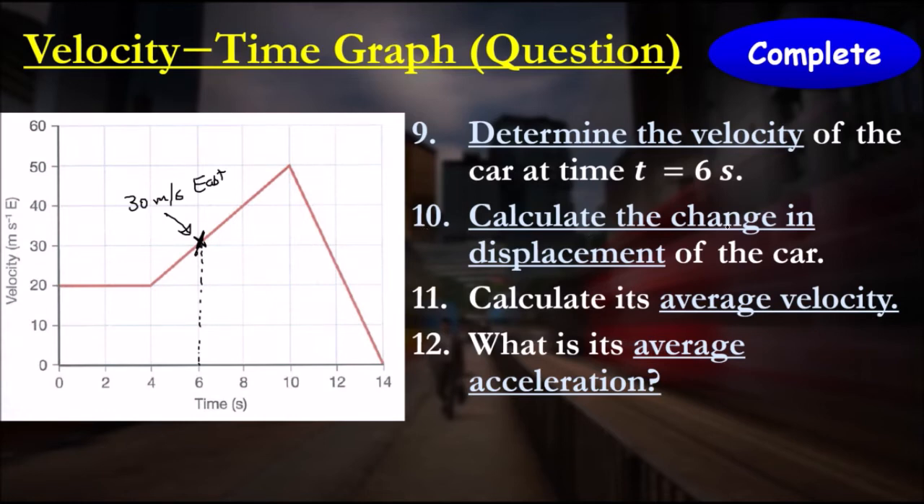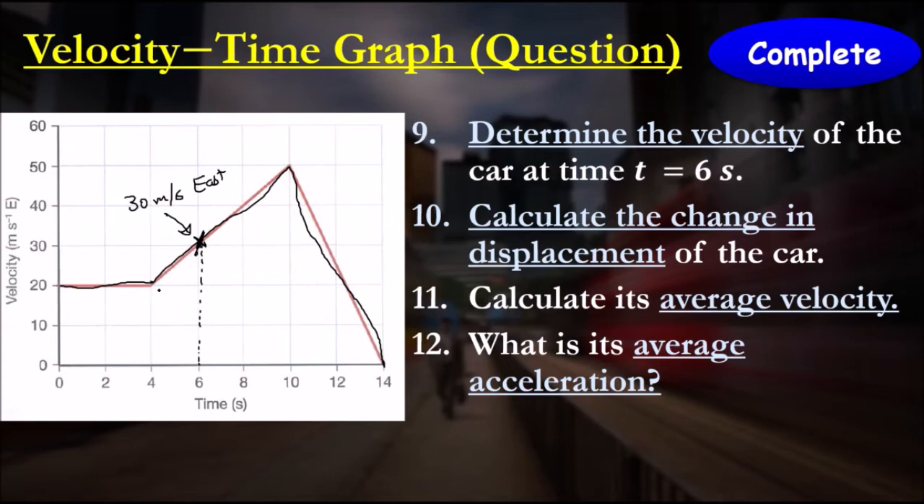Question 10, calculate the change in displacement of the car. What that's asking you to do is find the entire area, from here all the way down here, from time 0 to time 14. If you want to split it into a couple of sections, you can do so. Actually, we can use a different one.